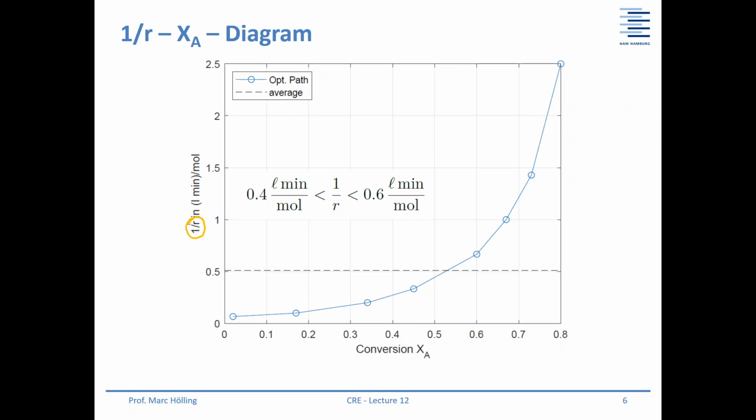And if we do it like this, then our diagram would look like this. So here we have 1 over R, and our conversion is here. And as I wrote to you on the last slide, our residence time tau is CA0 times the integral from 1 to 1.8 of 1 over R dXA. So, what you now have to do is find the area below this curve here.